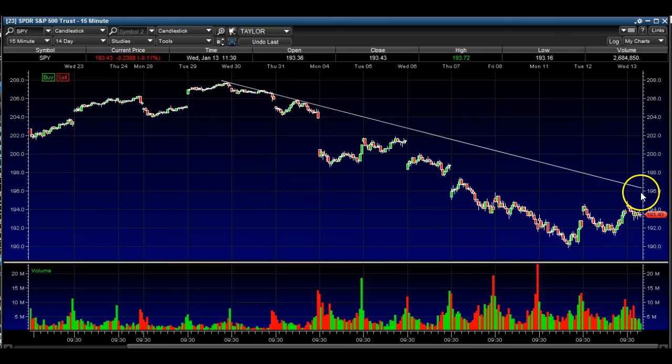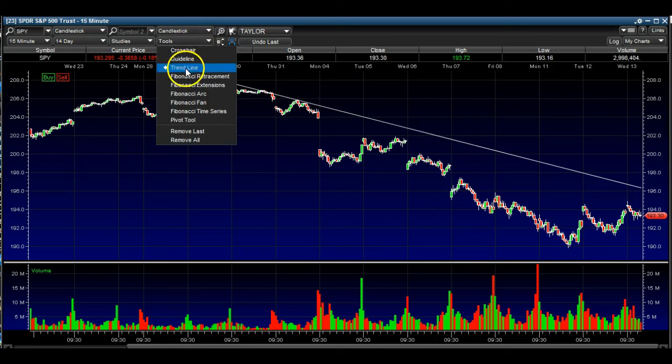Okay, so I assume that with the trend line up at just around 196, the average range for the S&P 500 for the last few days has been about 3.5 points. So that might be a good area to scalp some shorts up there.